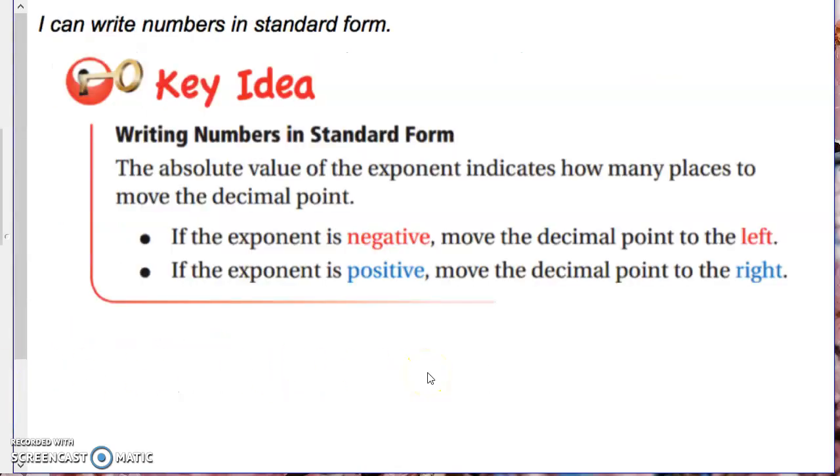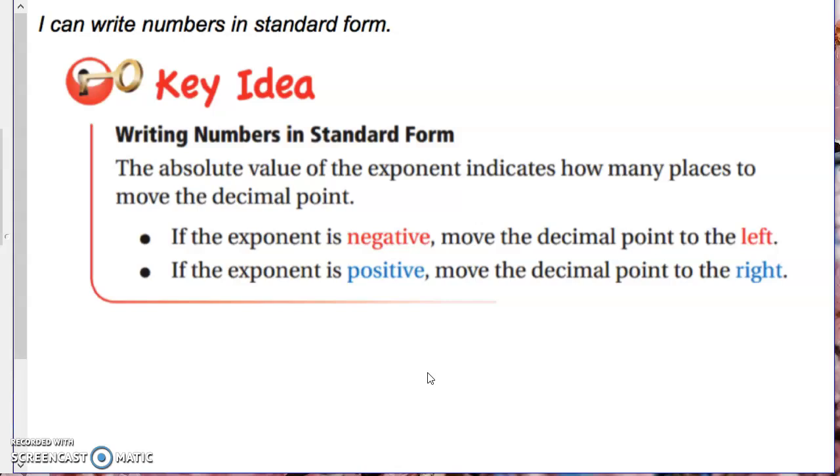Now the second target is I can write numbers in standard form. So writing numbers in standard form, the absolute value of the exponent indicates how many places to move the decimal. So if the exponent is negative, then you move the decimal to the left. If the exponent is positive, then you move the decimal point to the right.